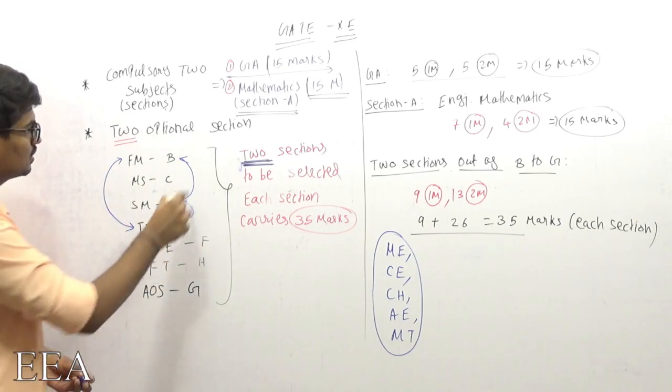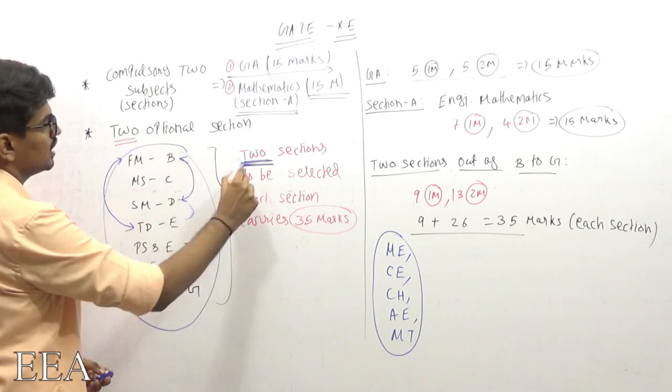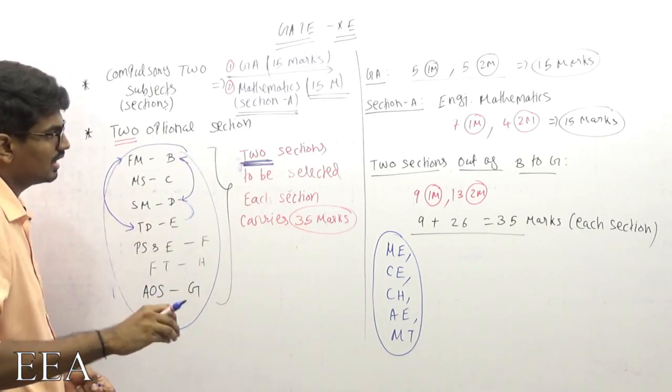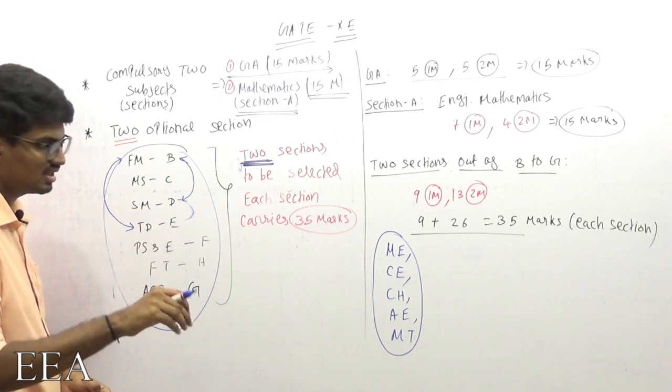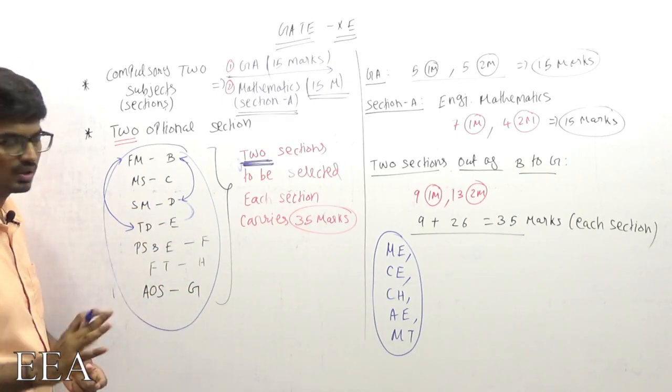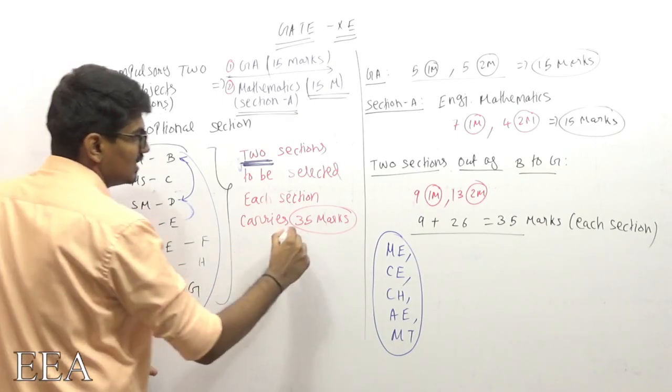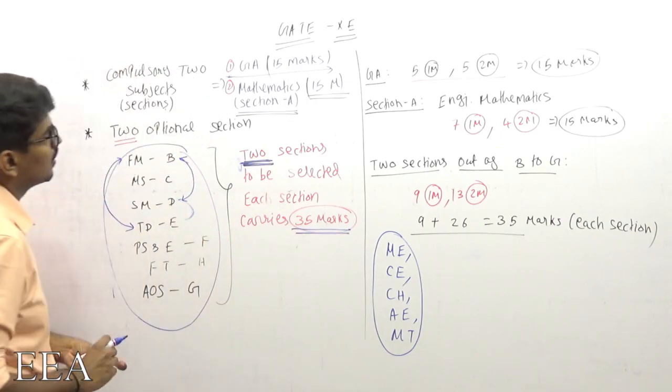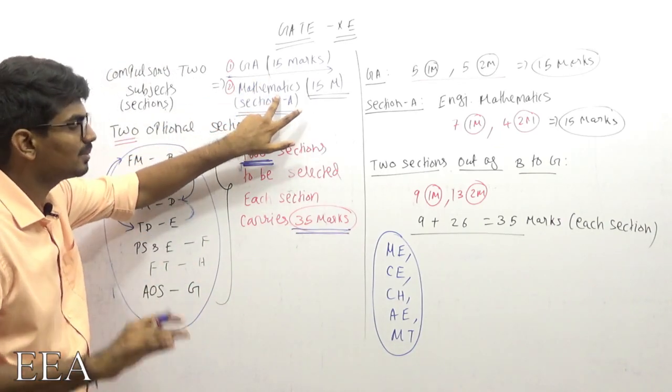Okay, so simply what you need to do was, out of the 7 sections, you need to select 2 sections, and then you need to attempt only those 2 sections. You can just ignore all the other sections. Okay, and each section will carry 35 marks. Okay, so 15 GA, 15 mathematics compulsory.